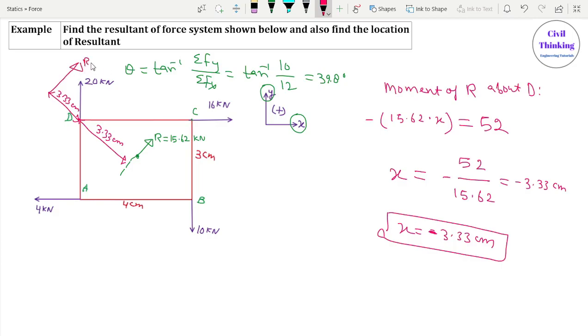So the resultant is basically here. This is the resultant, which is 15.62 kilonewton, and the angle with the horizontal was 39.8 degrees. So this point right here is the exact location of the resultant. This way, using Varignon's theorem, we find the exact location of the resultant.